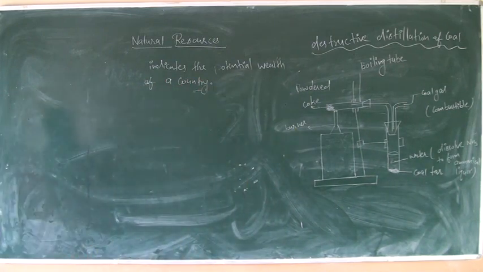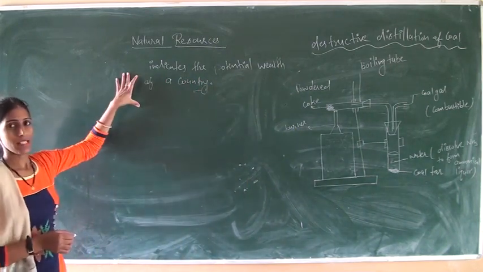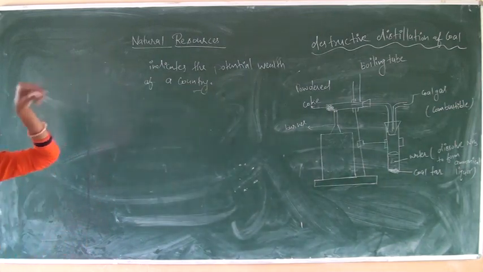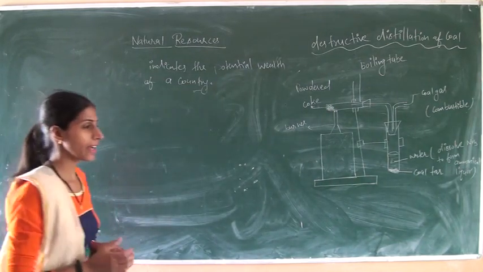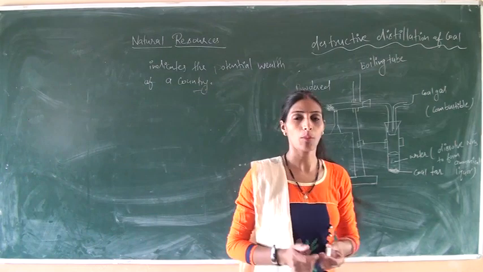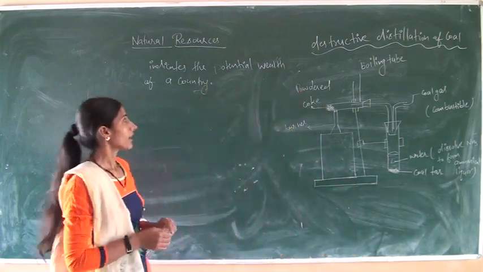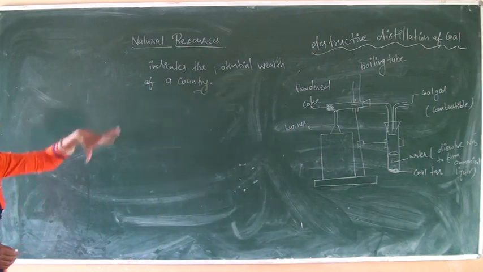Okay, the variety of substances that man gets from earth are the natural resources.